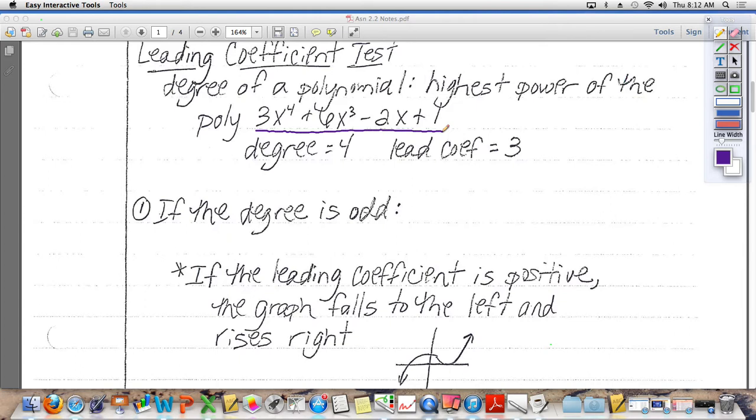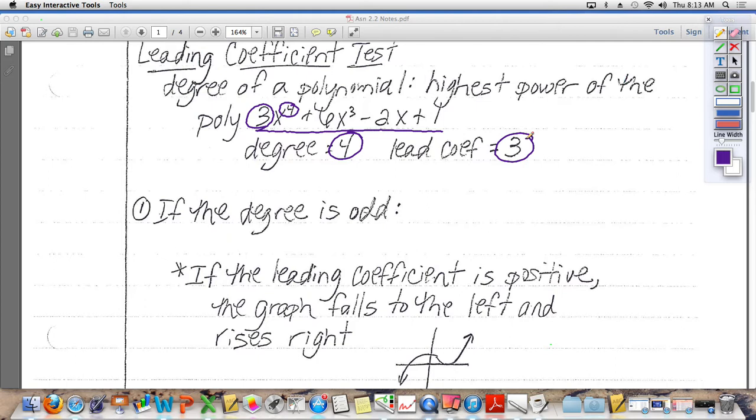Whoever you had last year for Algebra 2, you studied this. We did this, in fact, a lot. In fact, I'm doing it right now in my Algebra 2 classes, and I feel like I dream about it at night. Not really. Okay, so we have a 4 there, so the degree is 4. The lead coefficient is this number right here, 3. The lead coefficient is the number in front of the term with the highest power. Are you okay with that? Highest power is 4, lead coefficient is 3.